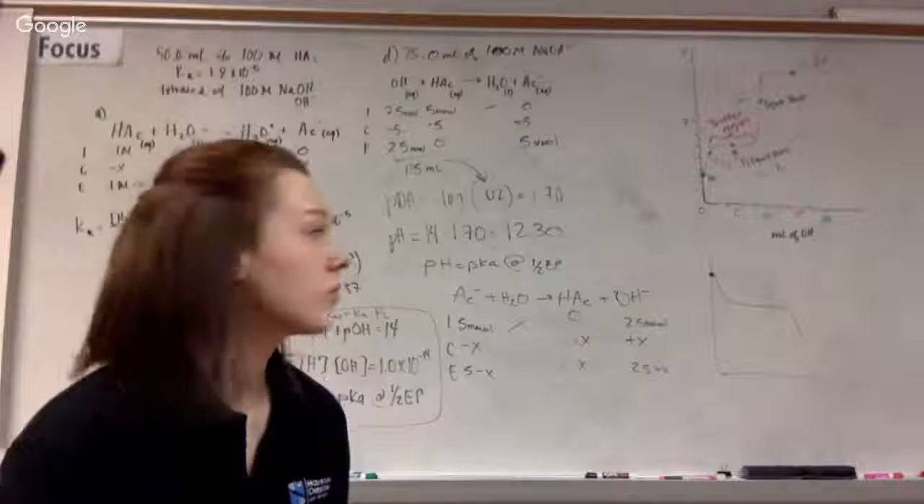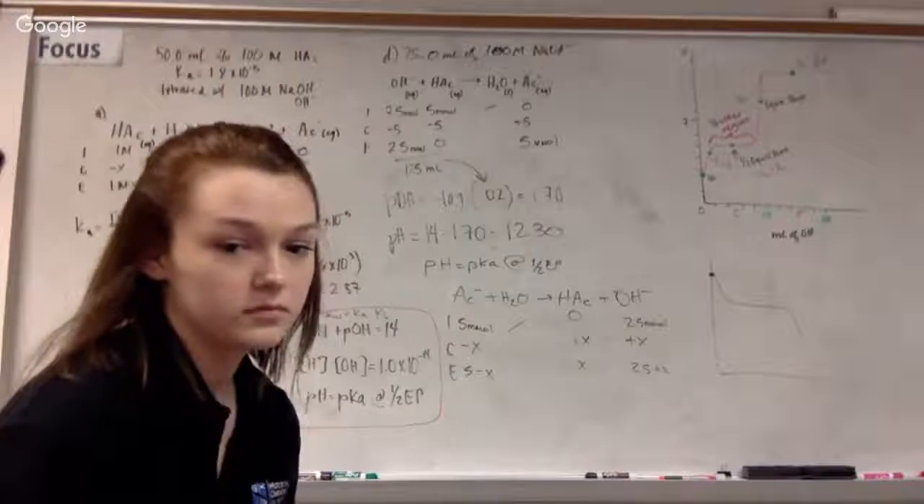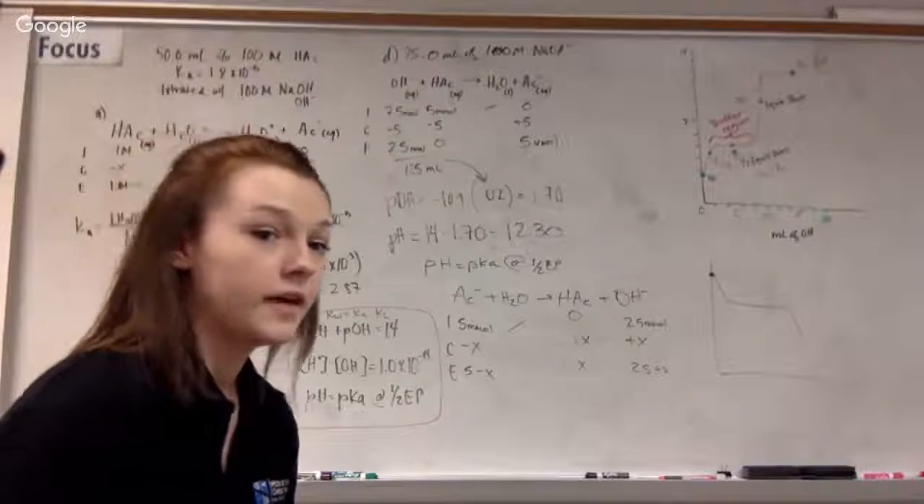Okay. The bottom graph, right? The bottom one should be an exact mirror of the other. So if we took the bottom graph and folded it up on the top graph, it would be exactly the same. Does that kind of make sense to everyone?